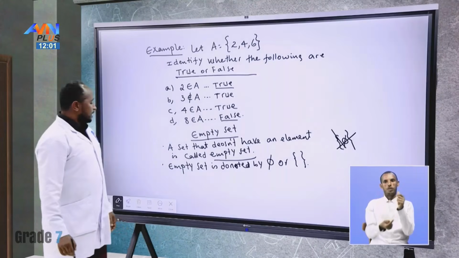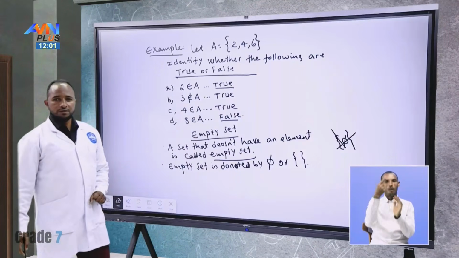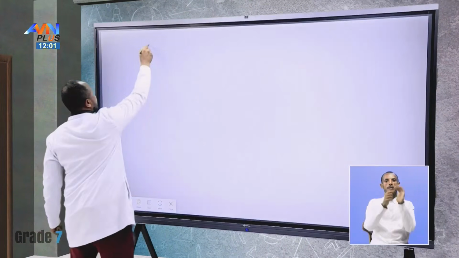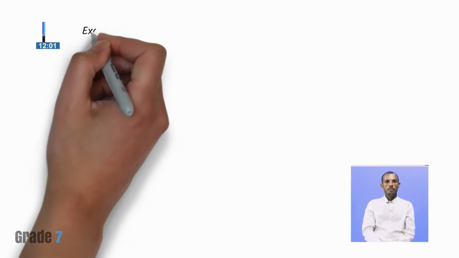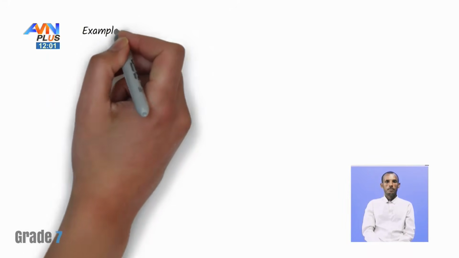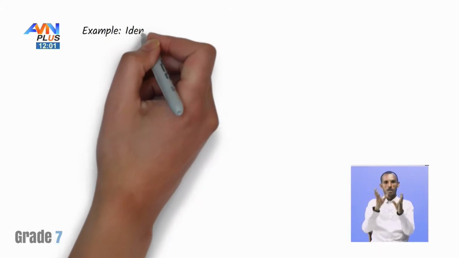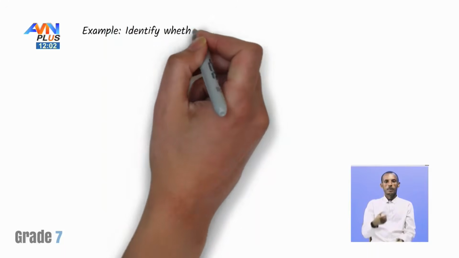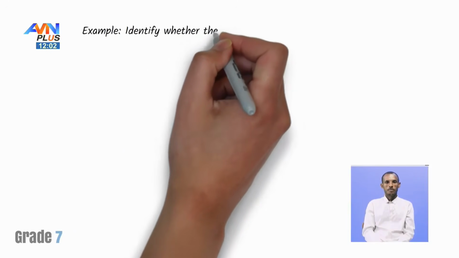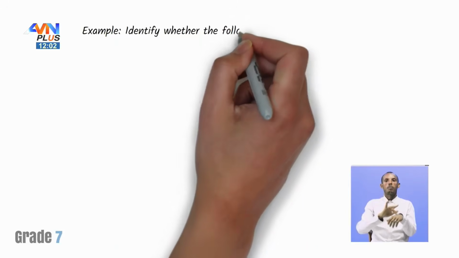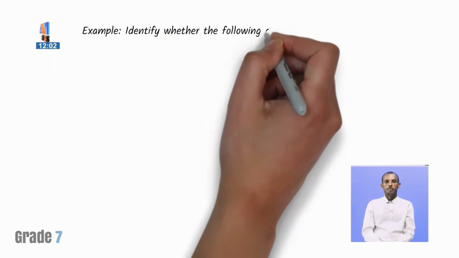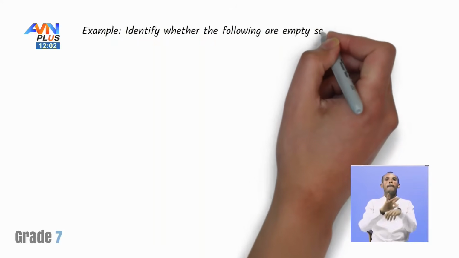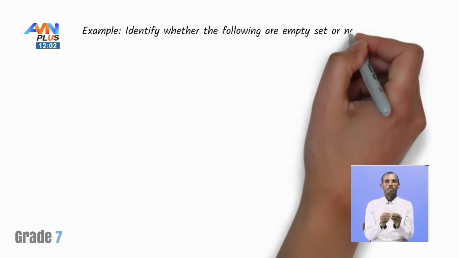Okay, now let's see examples for this concept. Example. Identify whether the following sets are empty sets or not.